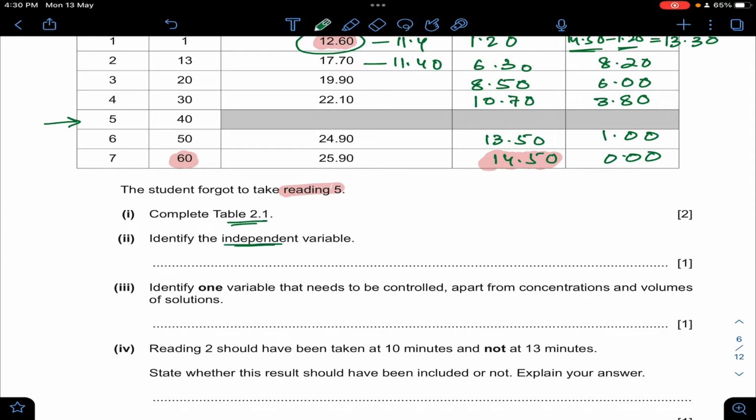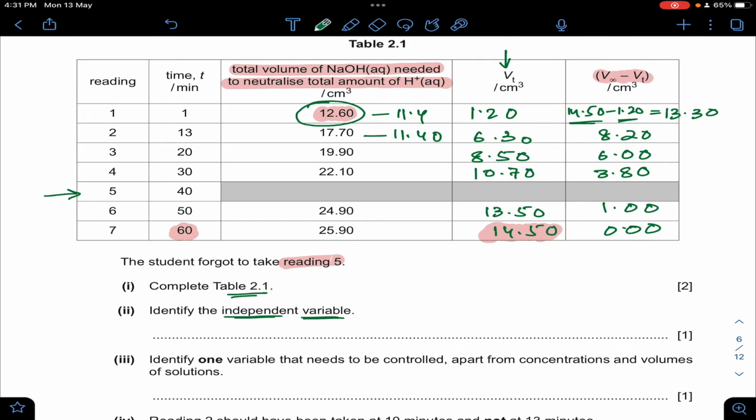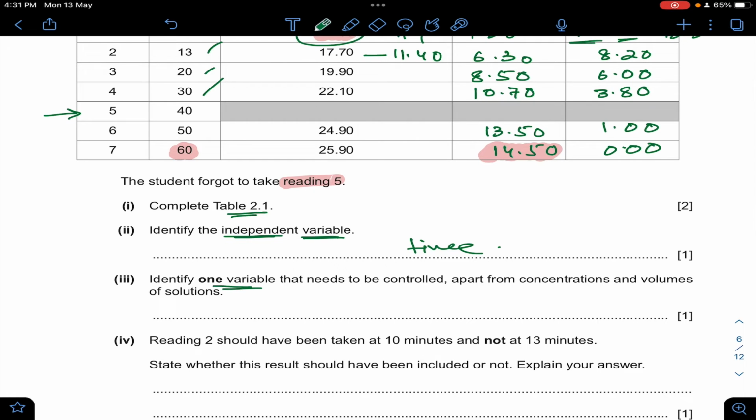Identify the independent variable. So the independent variable in this experiment is time, because we are measuring the concentration at different times. So that means time is the independent variable. Identify one variable that needs to be controlled apart from concentration and volume of solutions. Temperature, obviously. Temperature affects the rate of reaction, so temperature needs to be controlled.